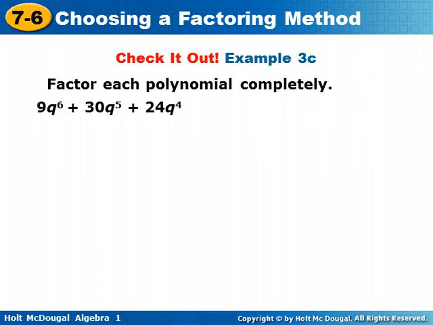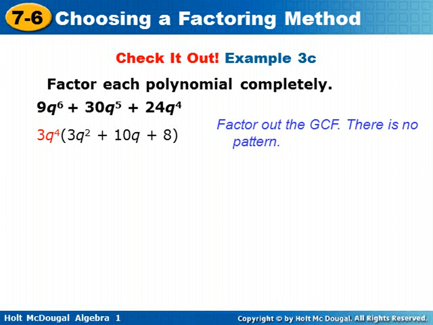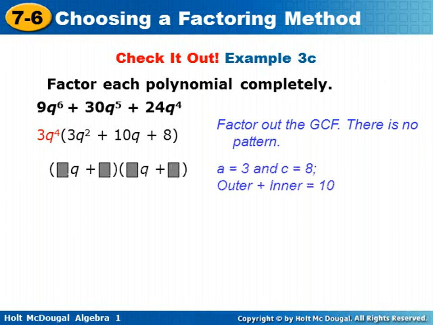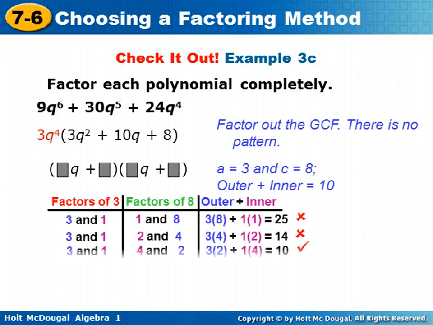Factor each polynomial completely. 9q to the 6th plus 30q to the 5th plus 24q to the 4th. So here's one for you to try on your own, and then you can check back for your answer. So you factor out the greatest common factor, which is 3q to the 4th, and you're left with 3q squared plus 10q plus 8, which does not follow the perfect square trinomial pattern. So we have to find factors of 3, factors of 8, and outer plus inner should equal 10.